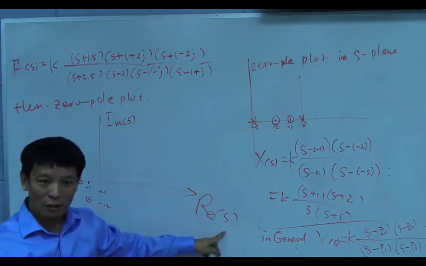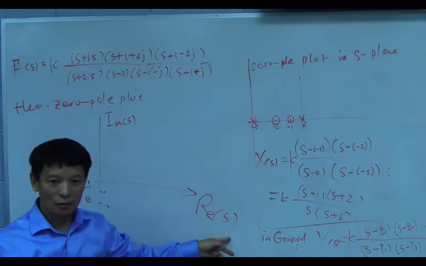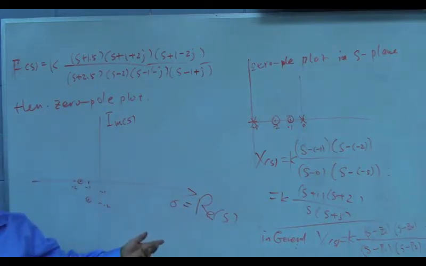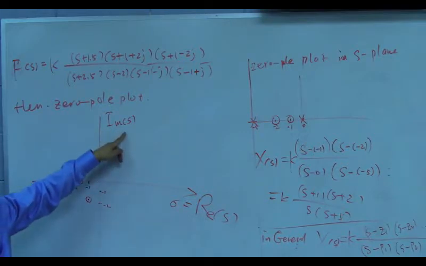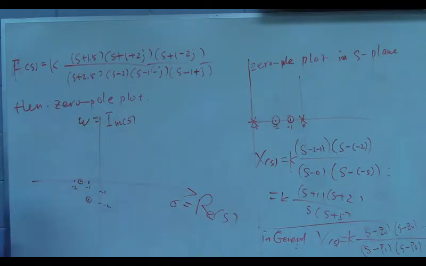What is the real part of S? Sigma, right? What is the imaginary part of S? Here's j omega, right? That means this direction gives us the frequency information, this direction gives us the attenuation. That's your physical meaning coming to you slowly. We cannot do it too fast.